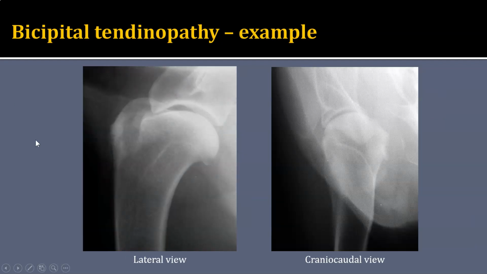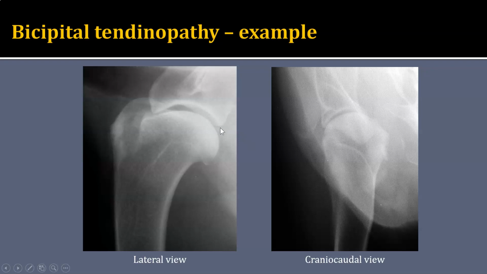Here's another patient that has some more extensive changes. I have, again, a lateral and a craniocaudal view. On the lateral view, not only is there some sclerosis here in the region of the intertubercular groove, so again, this increased bone opacity. Here's our lesser tubercle, and our greater tubercle. At the base of the greater tubercle, there's also quite a bit of increased opacity, which is probably a combination of sclerosis and periosteal reaction.